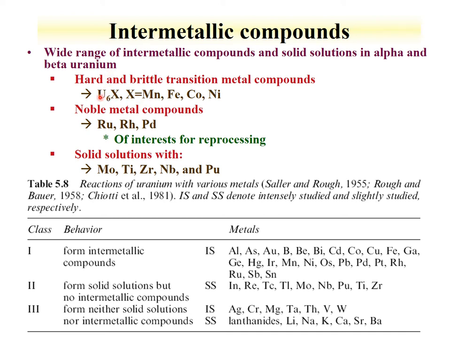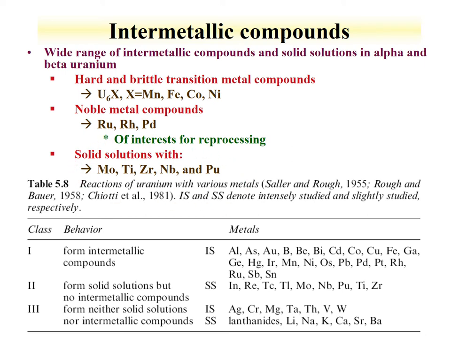So for instance, uranium with manganese, iron, cobalt, nickel, that composition in stainless steel, can form a U6X compound. So that intermetallic has specific stoichiometries, and these compounds will form. So if you had uranium metal against stainless steel, which can occur in a fast reactor, and you started to have diffusion of the stainless steel into the uranium, you would change that uranium metal to this intermetallic compound. Noble metals can also form compounds with these intermetallic compounds with uranium. And then as we discussed with the alloys, we get something that looks more like solid solutions.